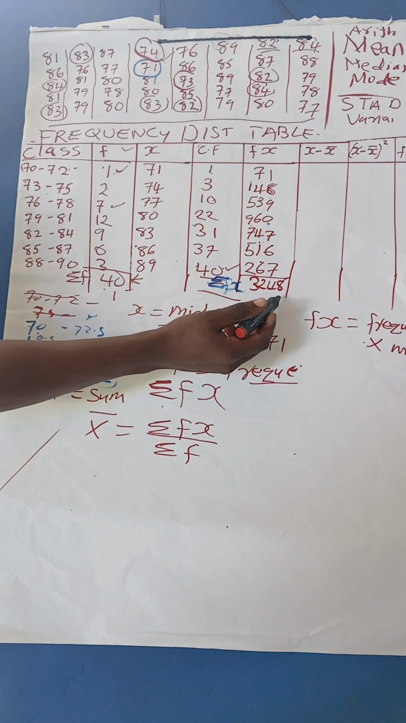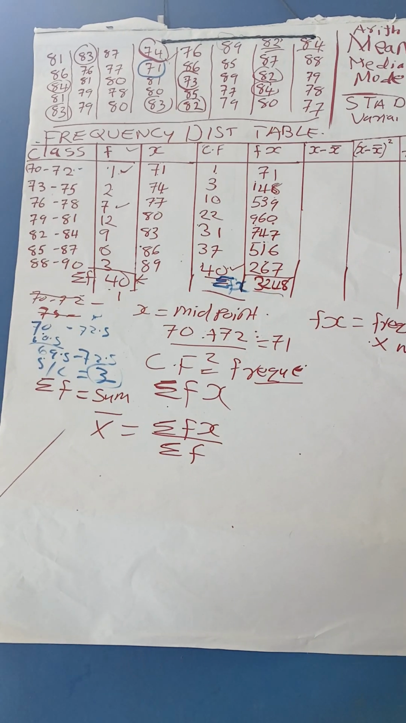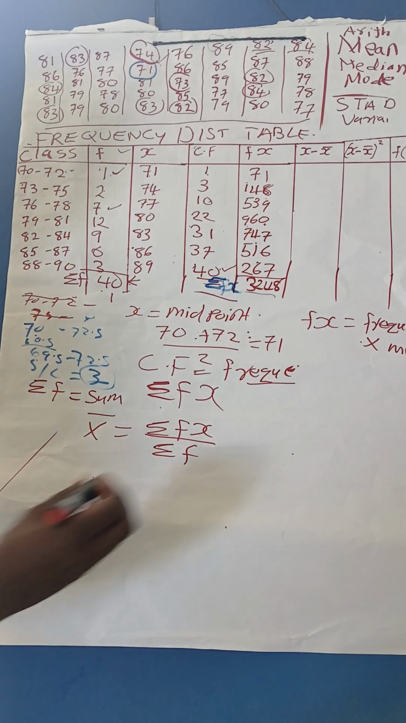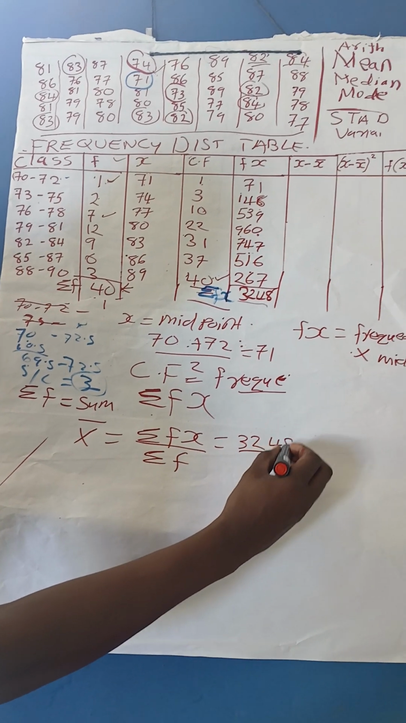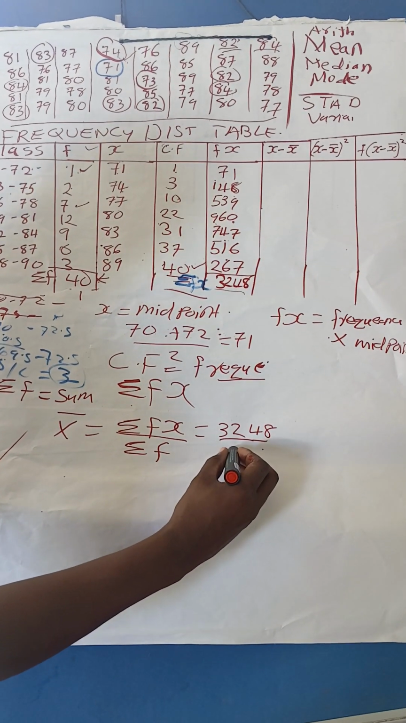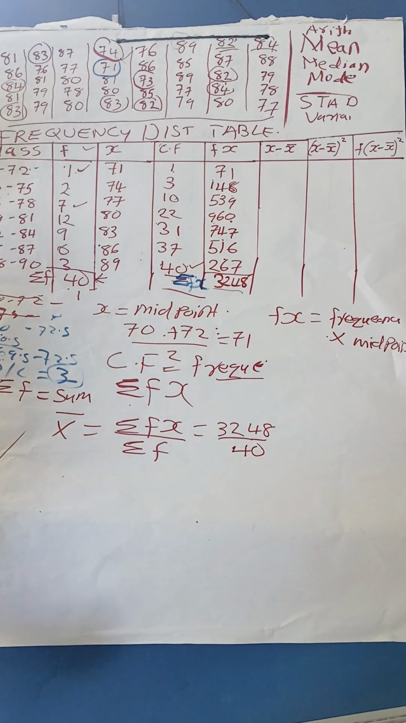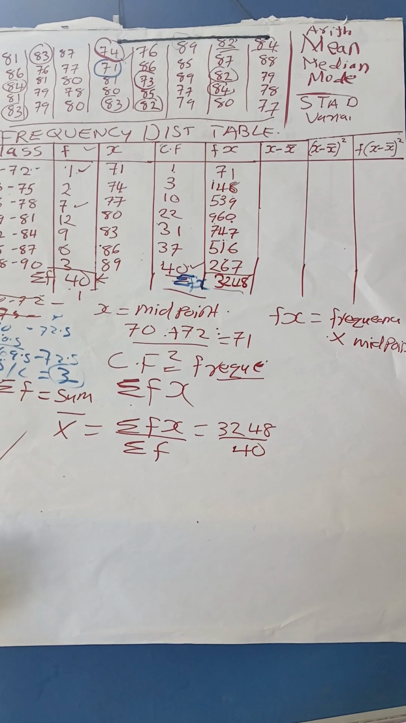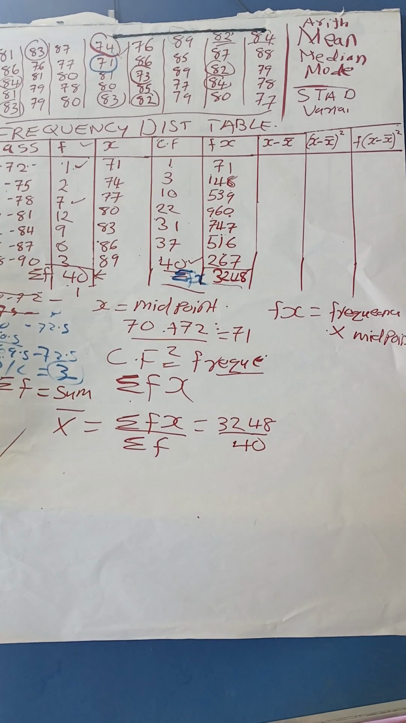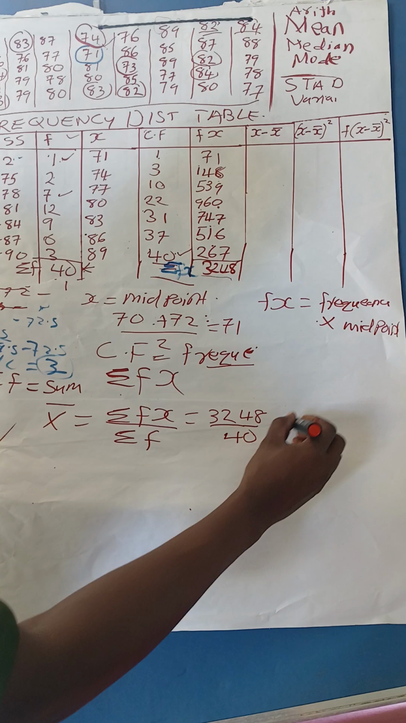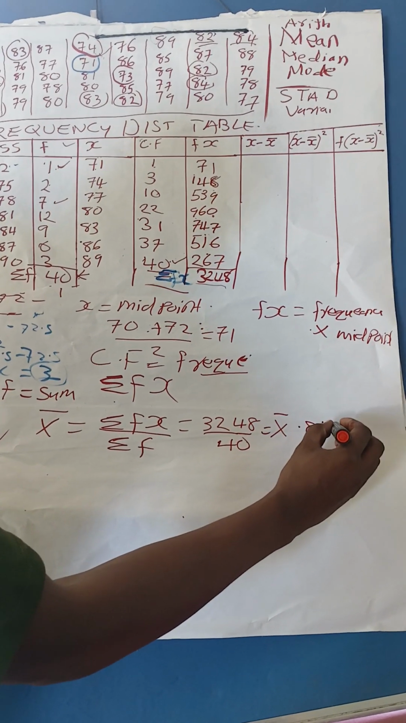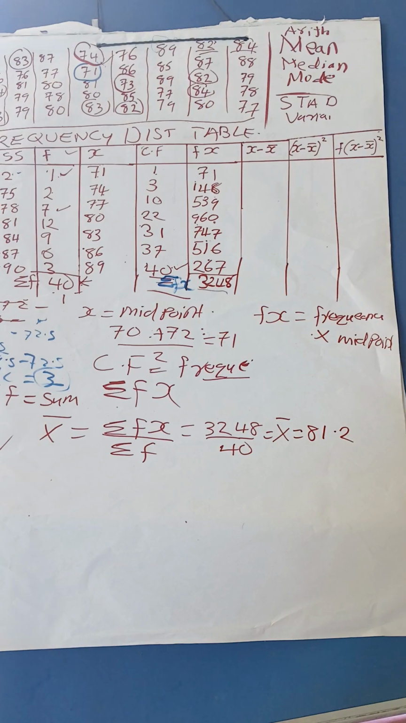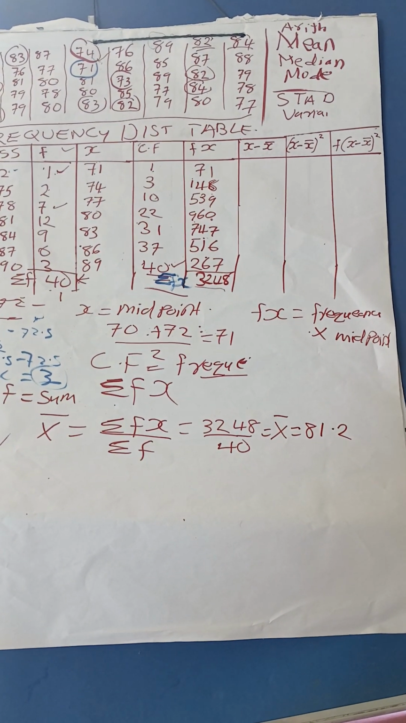You already have the total summation of fx here as 3248. So it will be 3248 divided by 40. Divided by 40, the answer for the mean will be what? It will be 81.2. Your mean will be 81.2.